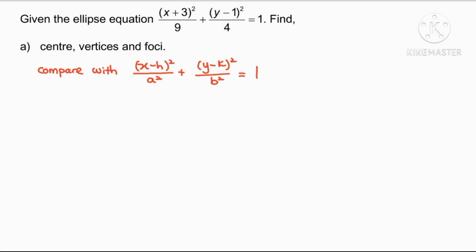Question A, find center, vertices and foci. Let us start by comparing the standard equation of an ellipse, (x − h)² over a² plus (y − k)² over b² equal to 1. So here we get h is equal to negative 3, k is equal to 1, a² is 9 and b² is 4. Let us write it down.